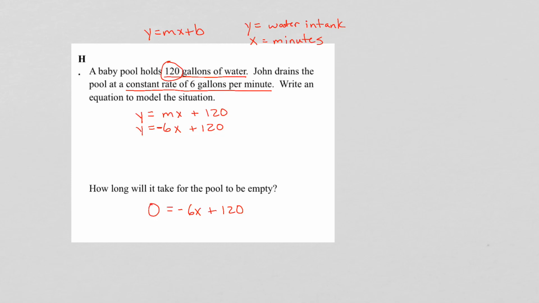And then we can solve that. Let's add the 6x to both sides. 6x equals 120. Then we can divide both sides by 6. X equals 120 divided by 6. So that would be 20 minutes.